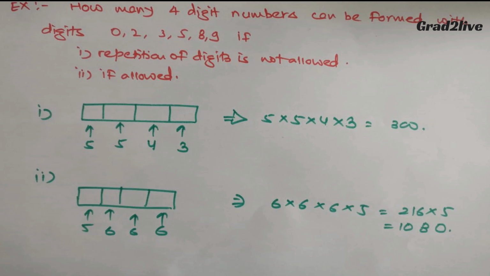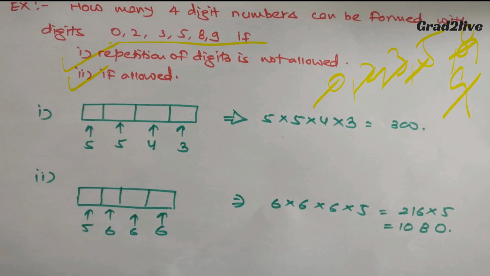Now let us see another question which is very common in competitive exams. It's very easy, right? How many four-digit numbers can be formed using 0, 2, 3, 5, 8, 9? 1, 2, 3, 4, 5, 6. There are 6 digits and you have to form a four-digit number. The first case is where repetition of the digits is not allowed, and the second case is where repetition of the digits is allowed.